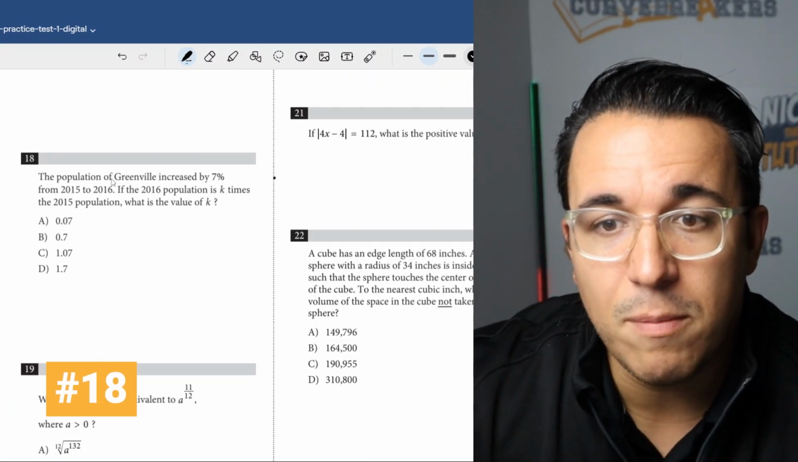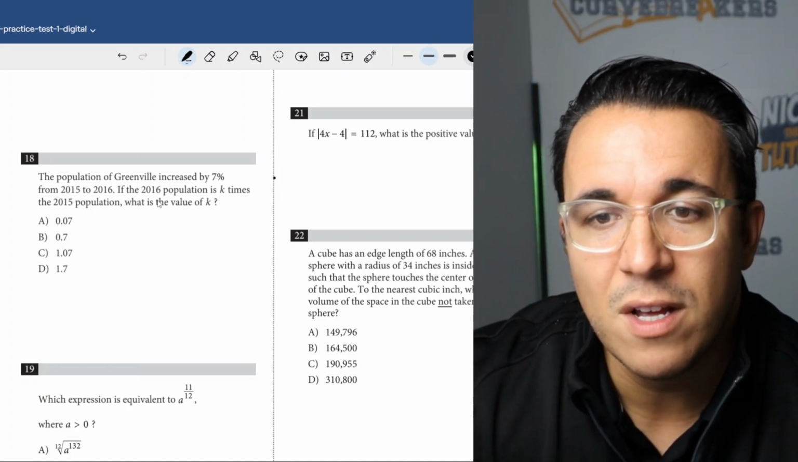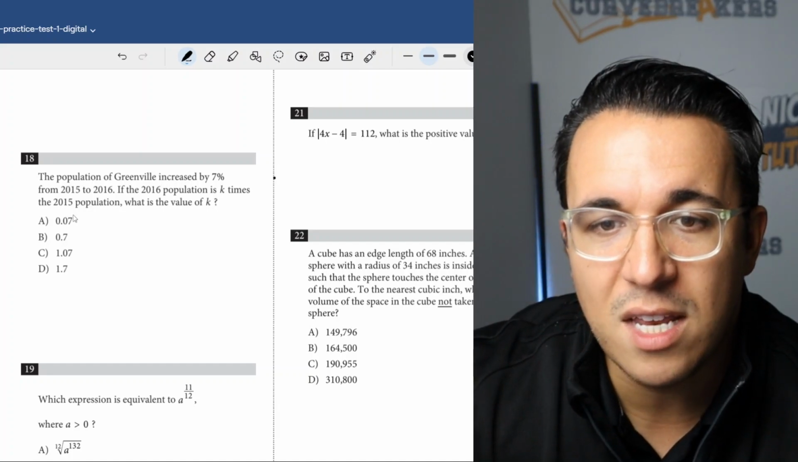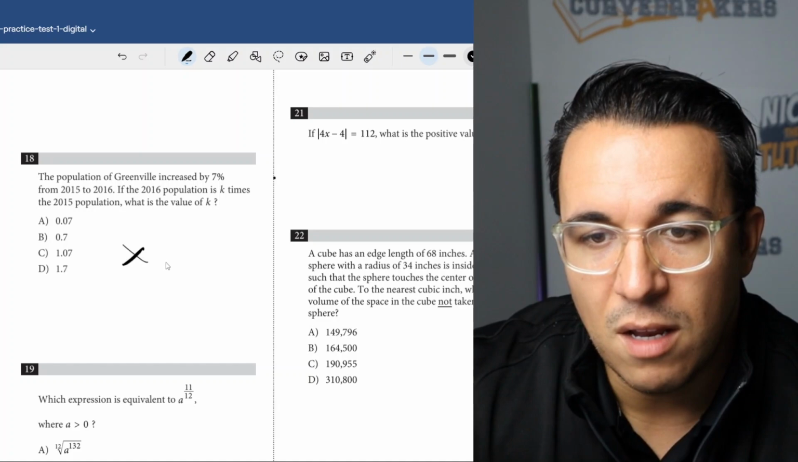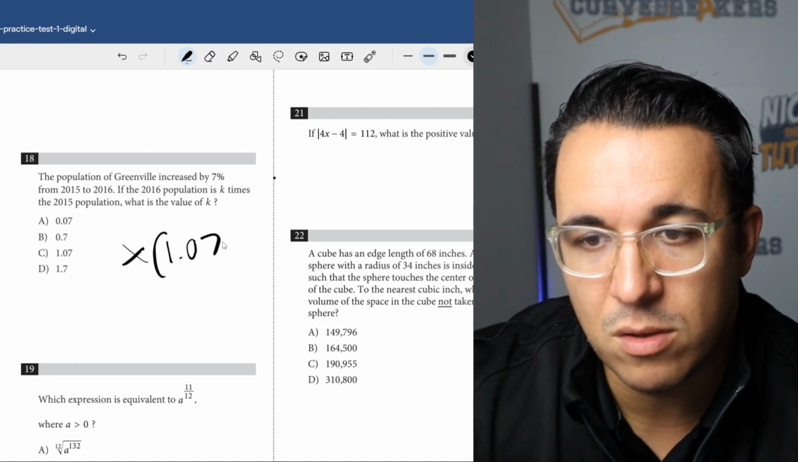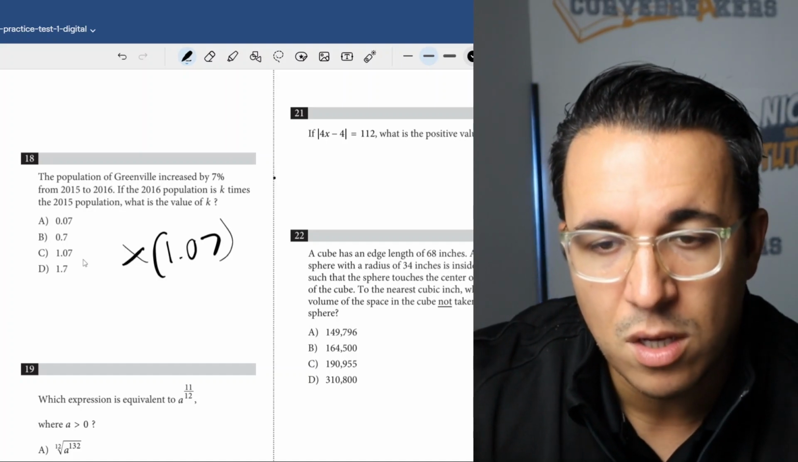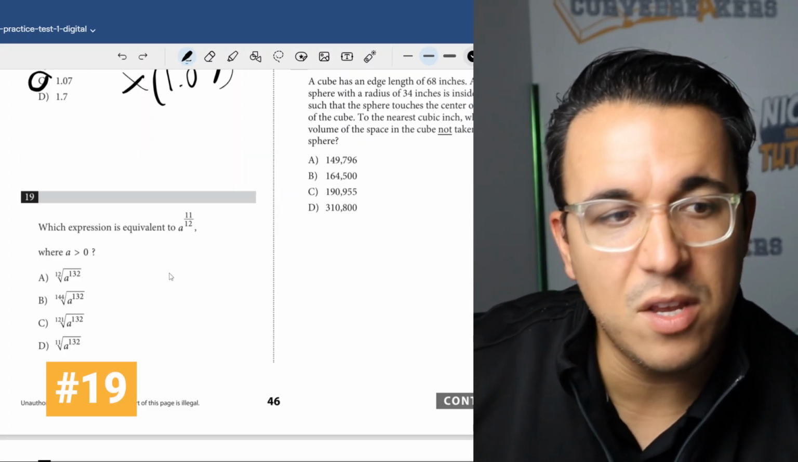Number 18. The population of Greenville increased by 7% from 2015 to 2016. If the 2016 population is K times the 2015 population, what is the value of K? So if this is the 2015 population, it's going to be an increase of 1.07, a 7% increase. We're going to go with K as 1.07, answer choice C. Let's get into number 19.